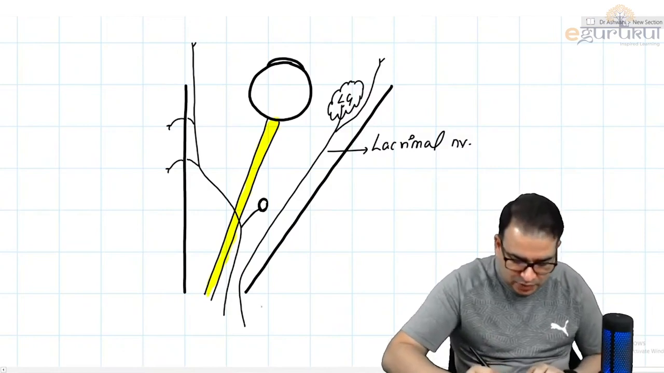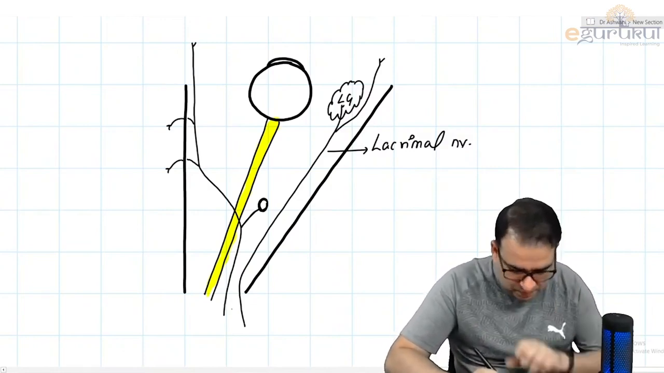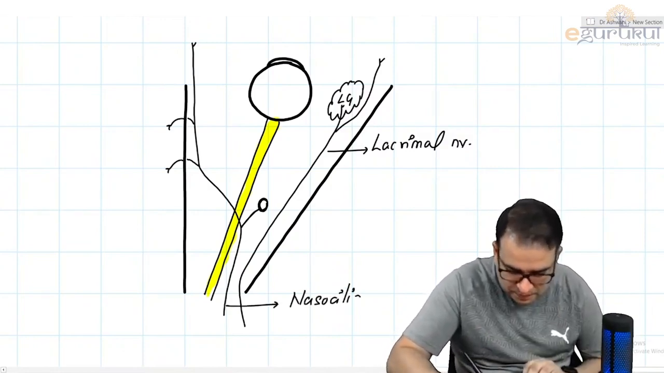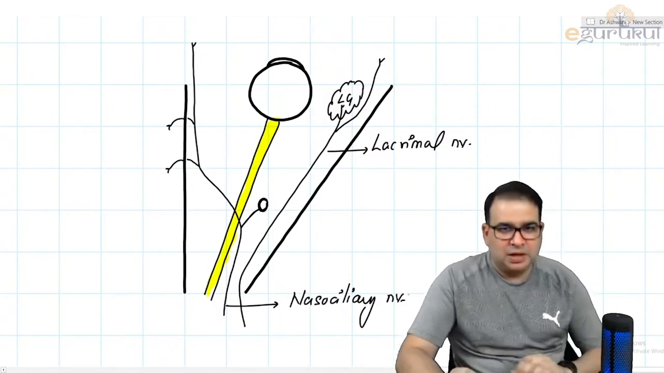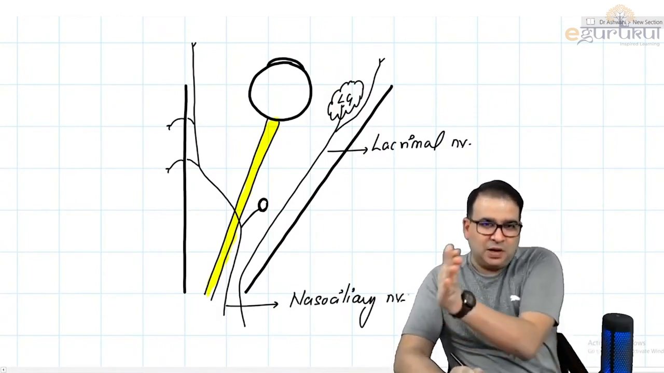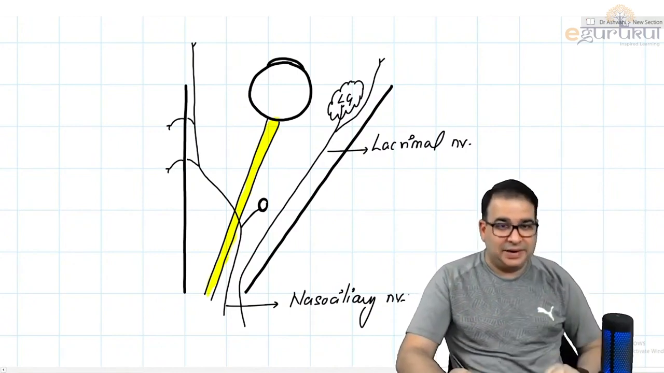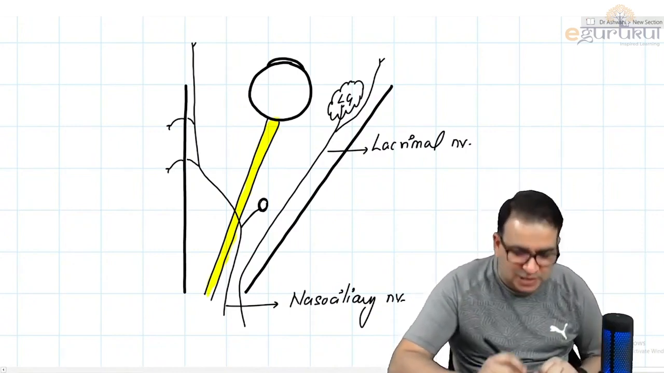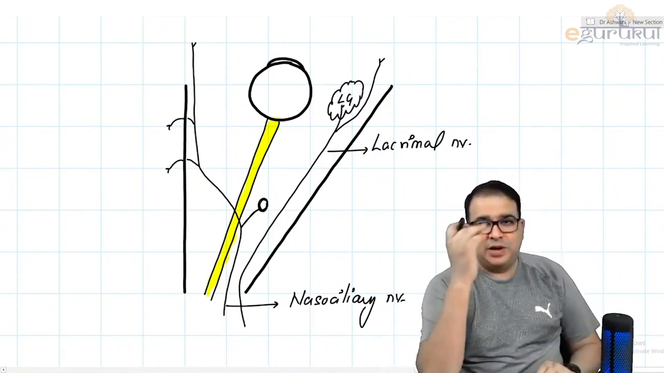Let me name this for you. This nerve here is the nasociliary nerve, which you can see is crossing the optic nerve from above and going from lateral to medial side. Connected to what ganglion? Ciliary ganglion. Please understand this point here, guys.